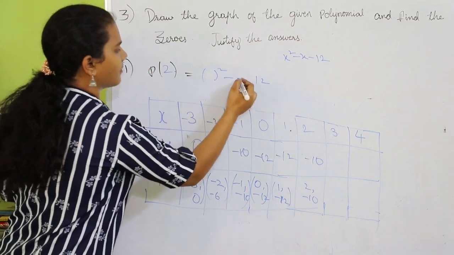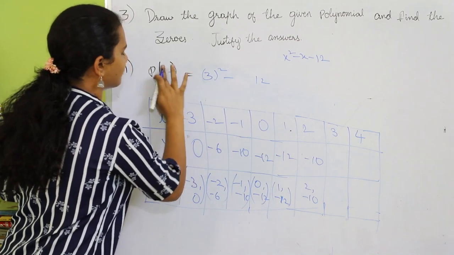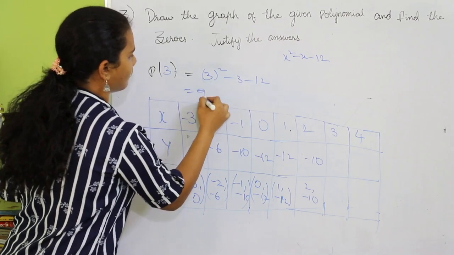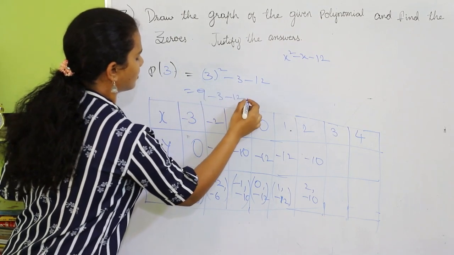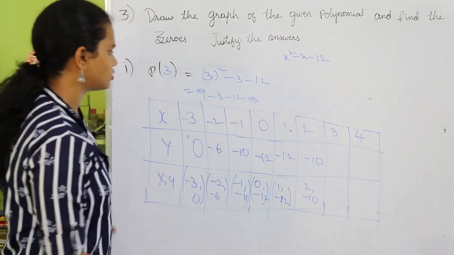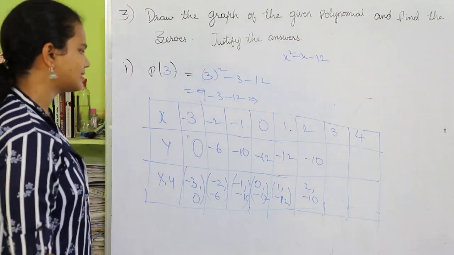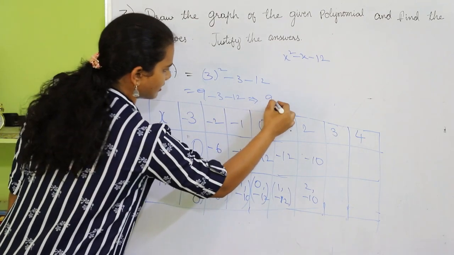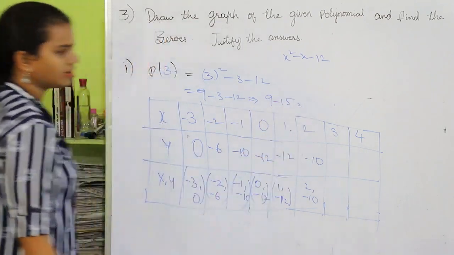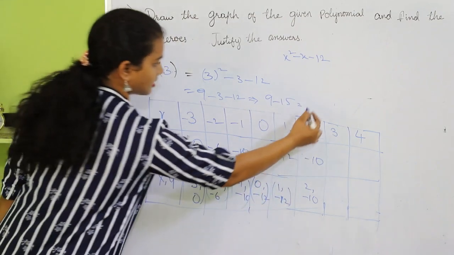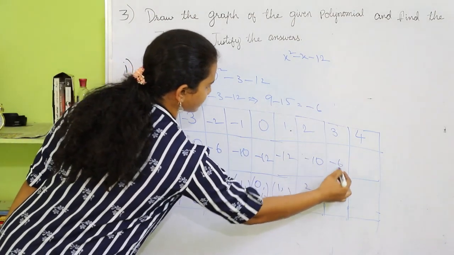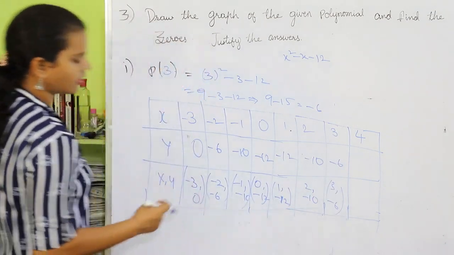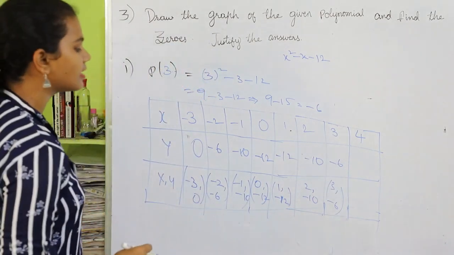If x equals 3, p of x equals 9 minus 3 minus 12. So here 9 minus 3 minus 12. 12 plus 3, how much? 15, right? So minus 15. 9 minus 15, so 15 minus 9, how much? Minus 6. So therefore y equals minus 6. So 3 comma minus 6 is the answer, where the x comma y values are 3 comma minus 6.